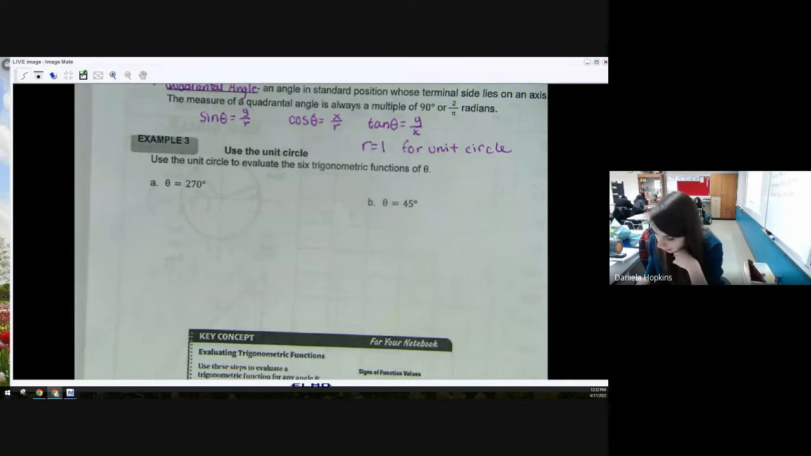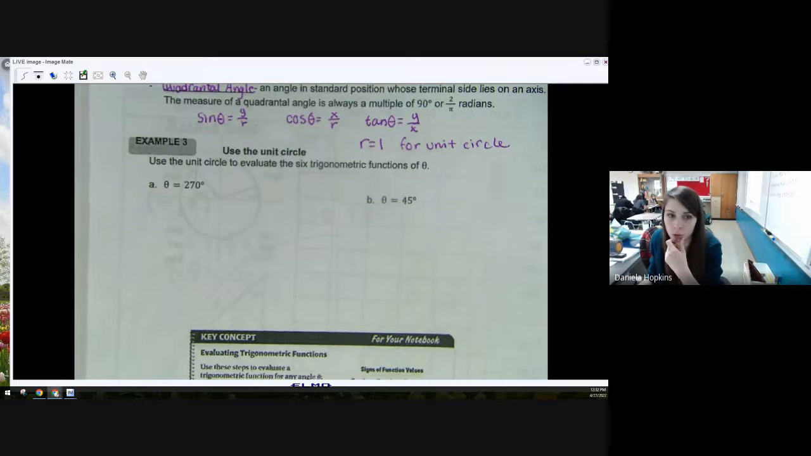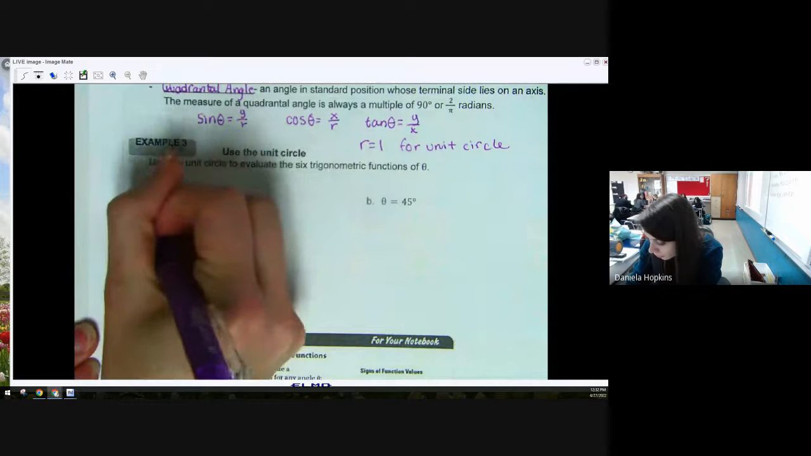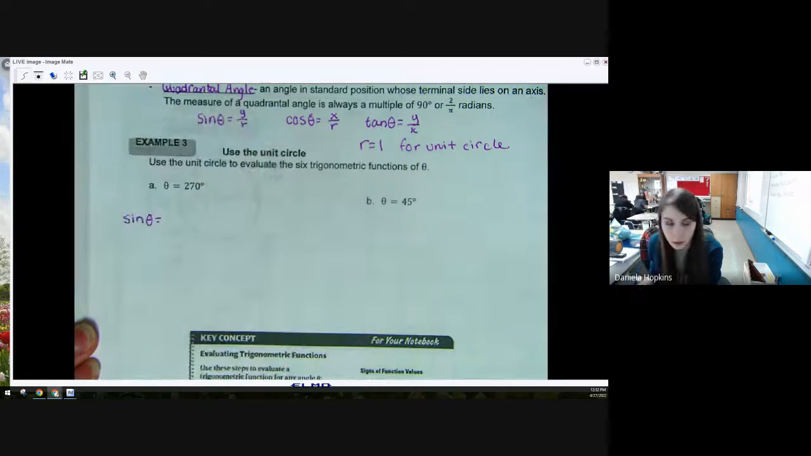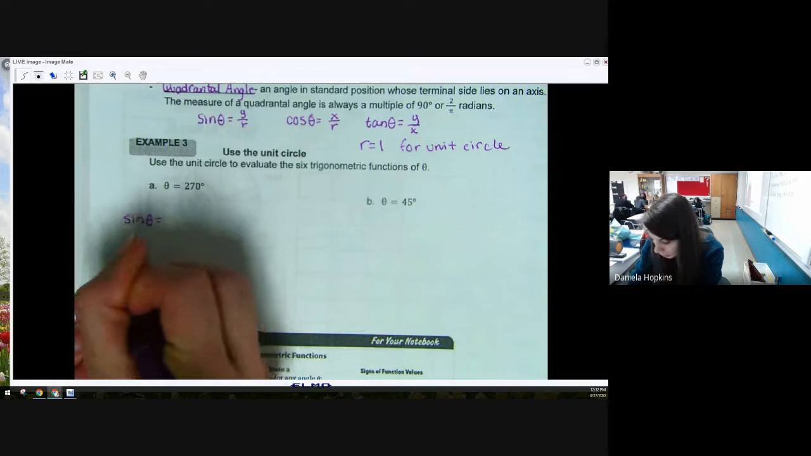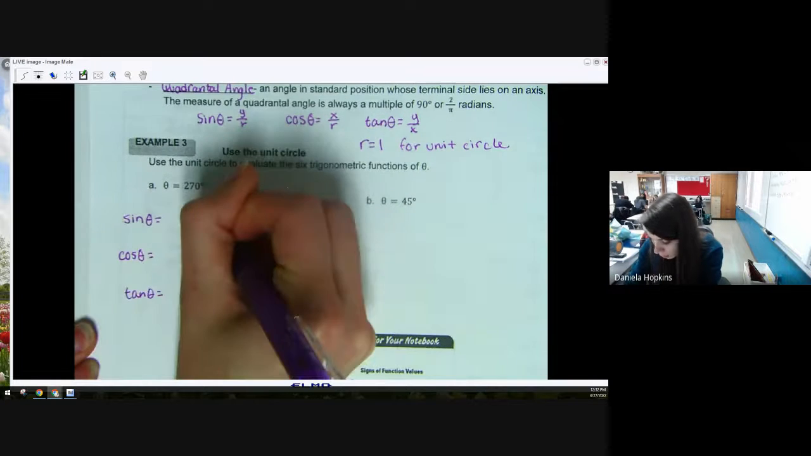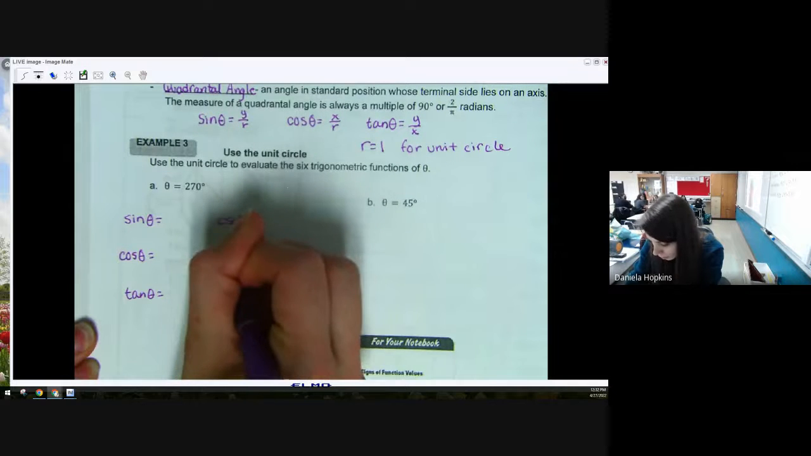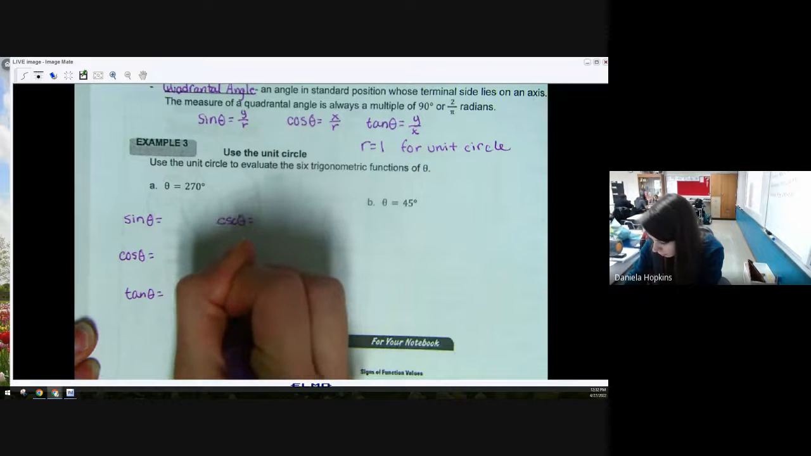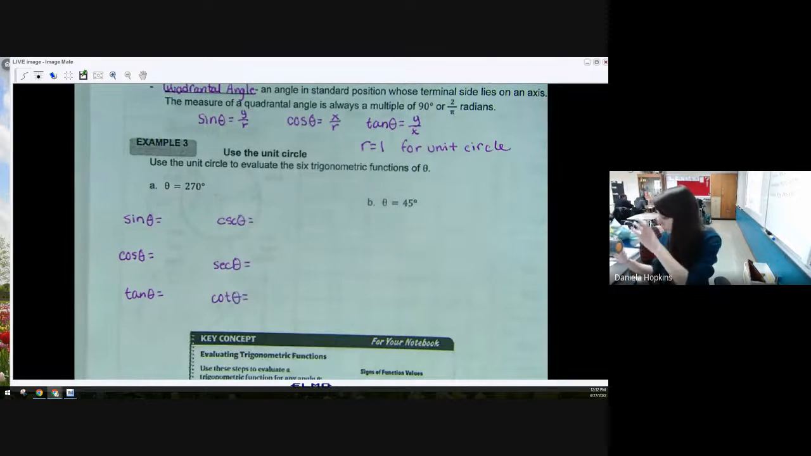So what I mean by that, example 3 wants us to use the unit circle to evaluate the 6 trigonometric functions of theta. I'm just going to write down theta, but this is technically sine of 270. I'm just going to write theta because it's quicker. Sine of theta, cosine of theta, tangent of theta, across from this cosecant of theta, secant of theta, and cotangent of theta. Okay, so I have my reciprocals across from each other.